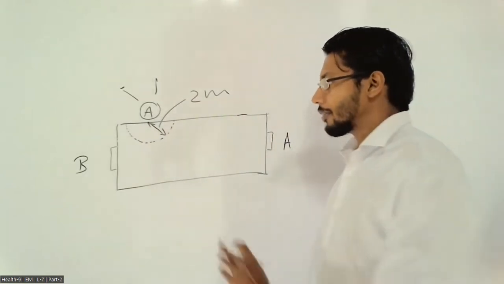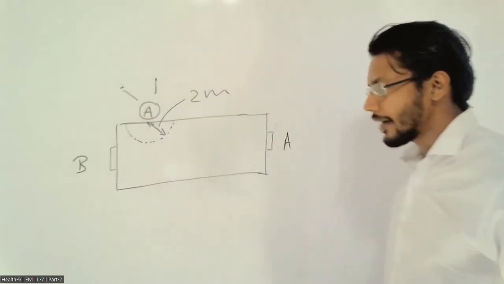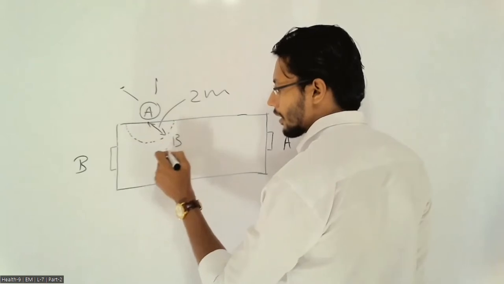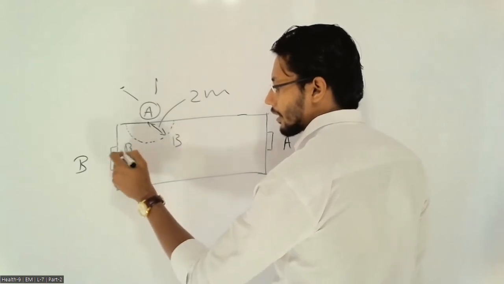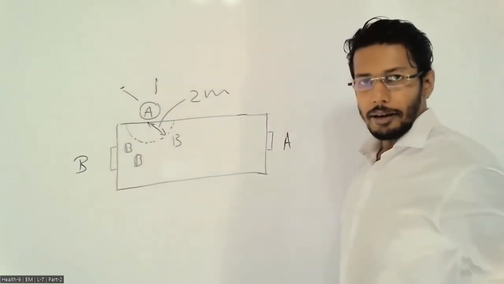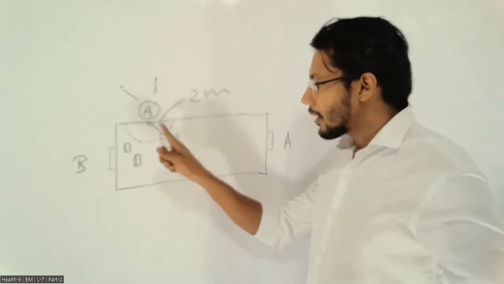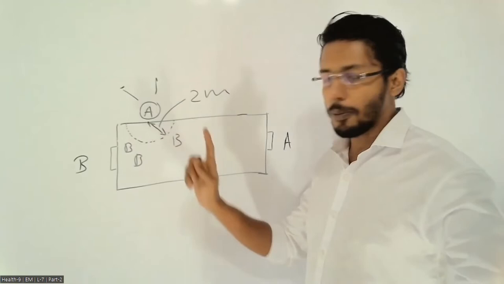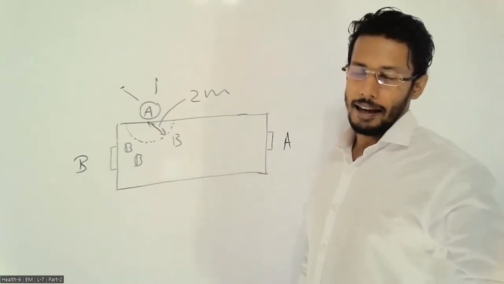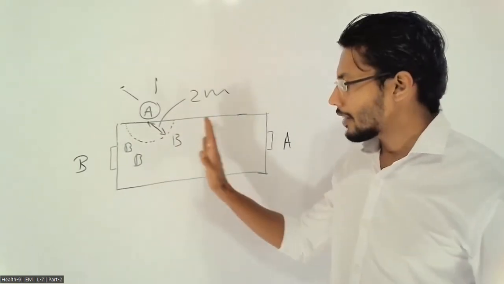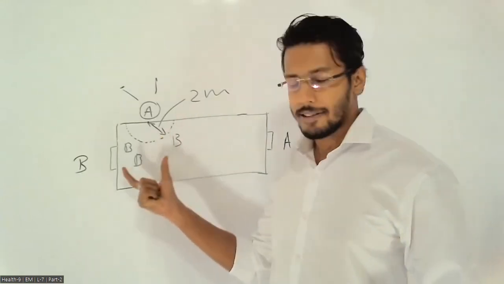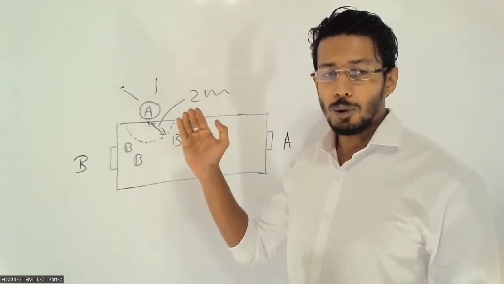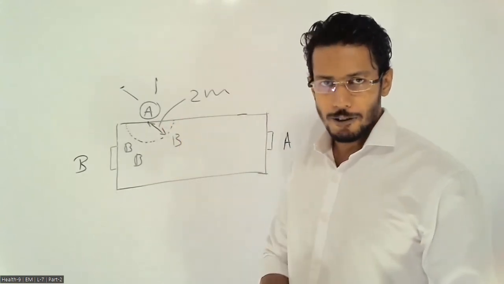Nothing will happen actually. The opponents should stay away from this curve. Opponents can be here, can be here, can be here, right? They can be anywhere within the court, but not within this circle. All the opponents should stay away 2 meters from the place of throwing, right?